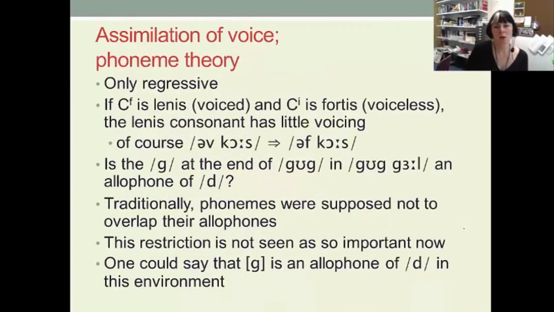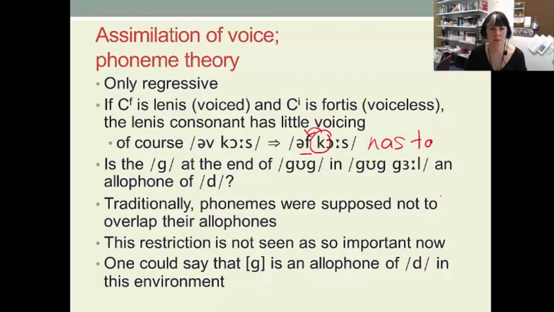Assimilation of voice is only regressive in English, and this is when the final consonant is lenis or voiced and the initial consonant of the next word is fortis or voiceless, and it tends to be phrasal. For example, we have of course, which is very often pronounced of course, with a very strong f sound there, and that's affected by the following sound, which is voiceless. Now we also get this in things like has to.